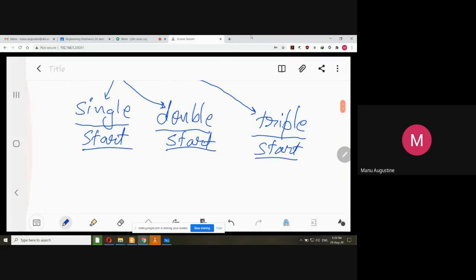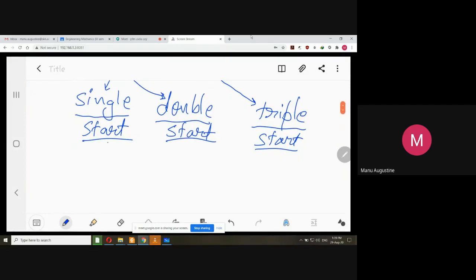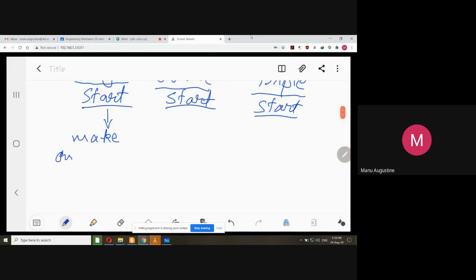Okay. Now a single start worm will make only one tooth of gear move.